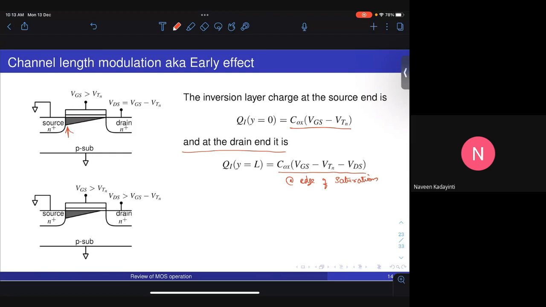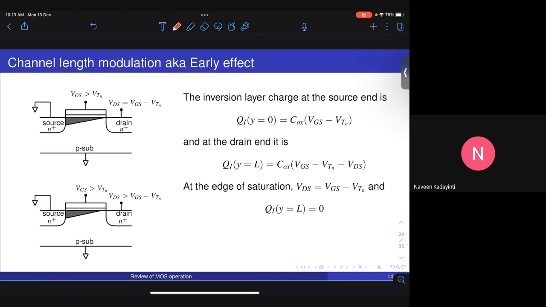If you increase VDS further, the inversion layer charge at the drain end becomes 0 and the pinch off point moves towards the source. That means that effectively the length of this triangular channel reduces from L to L dash, where L dash is L minus delta L. Delta L is some small quantity by which the channel length reduces. This happens when VDS is greater than VGS minus VT.